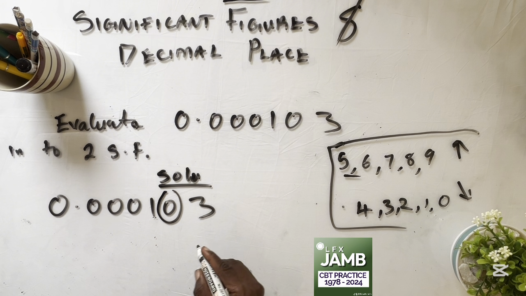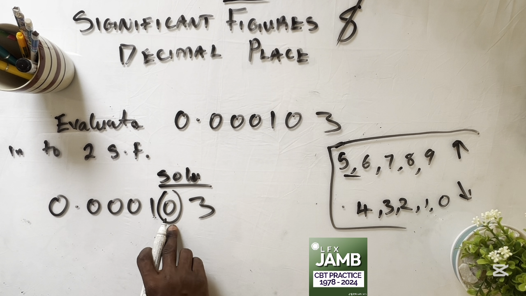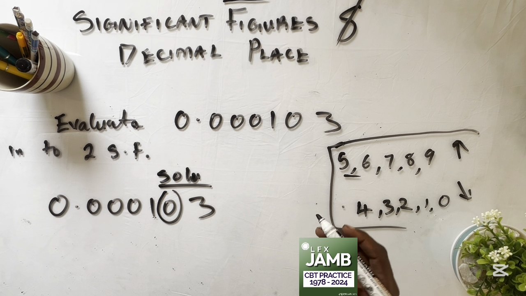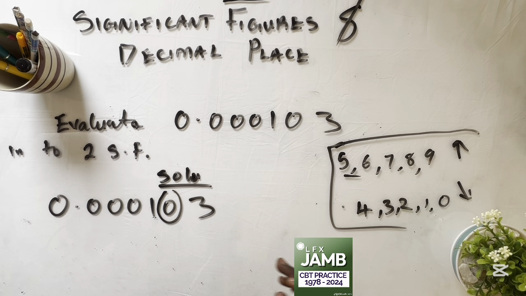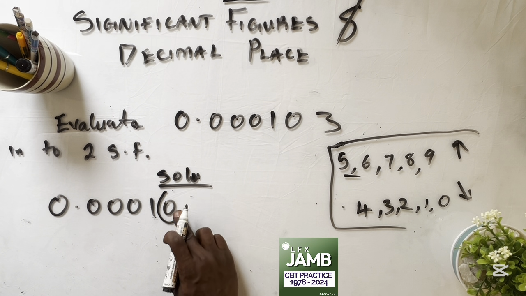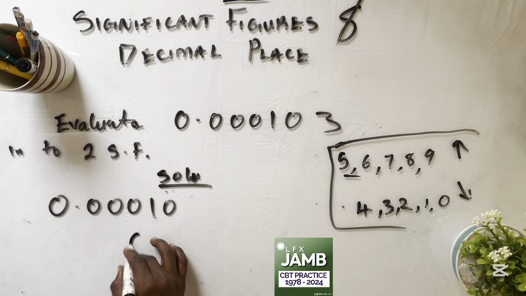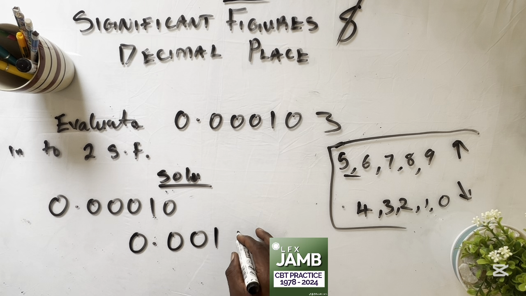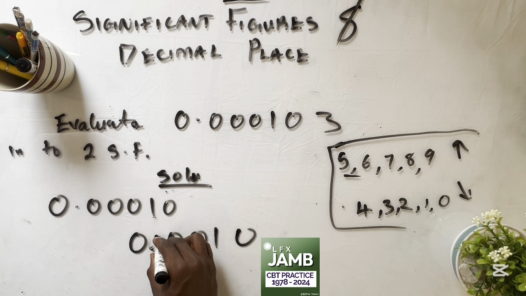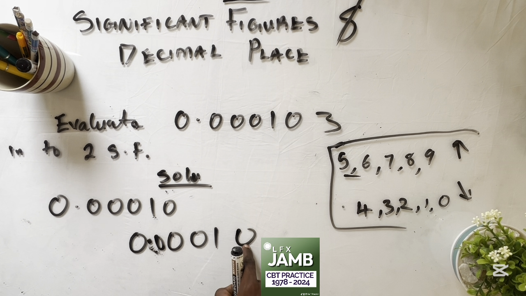So the next digit immediately after the one we are considering, we check whether it falls under digits where we should round down or round up. So it falls under round down. Round down digits are 4, 3, 2, 1, 0. So we discard it without adding anything to this, and our answer is 0.0010. Note, the 0 behind this must remain because this one is significant.